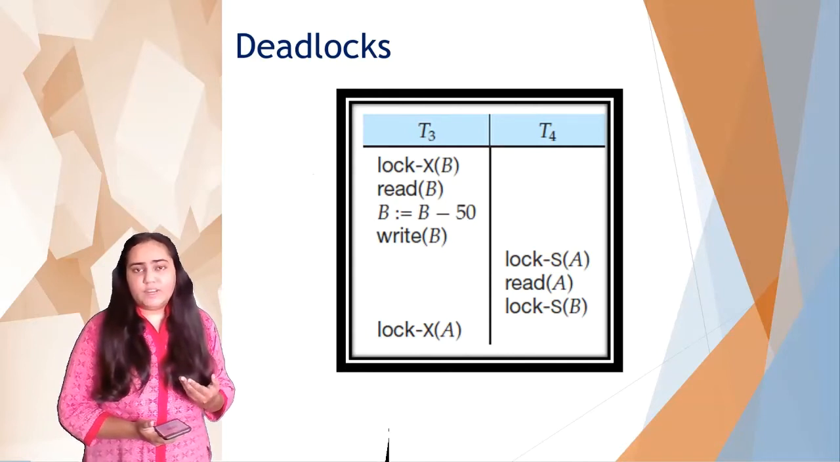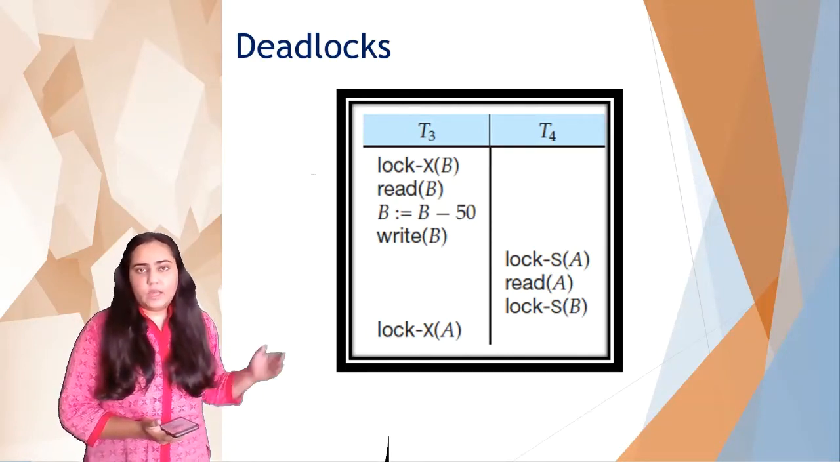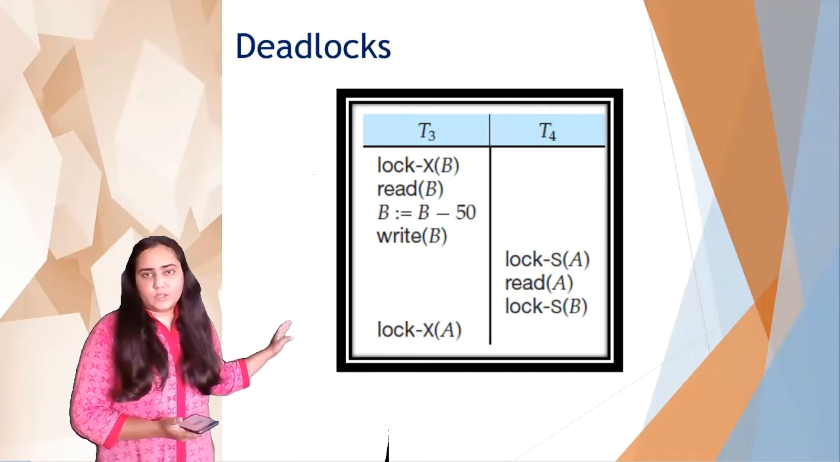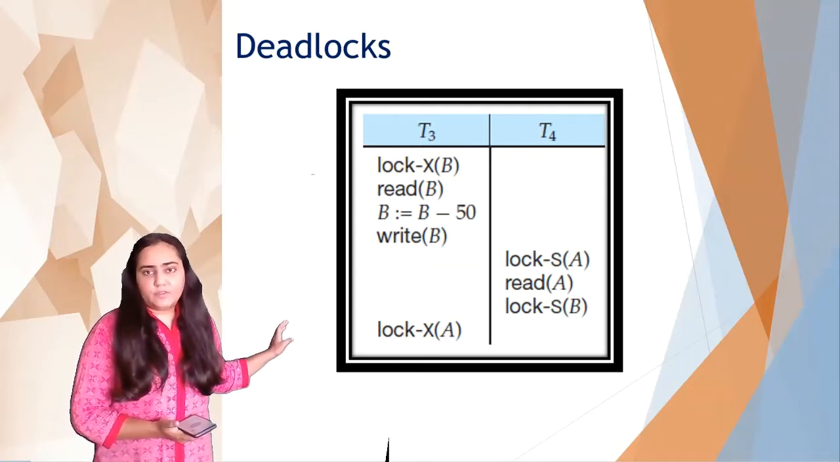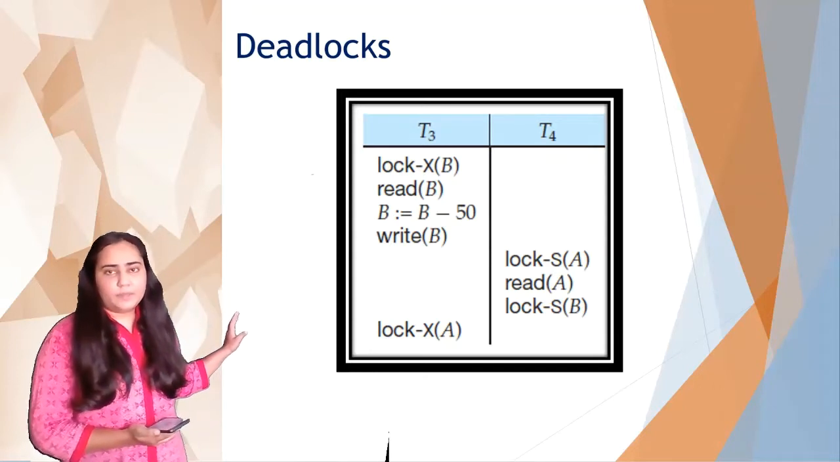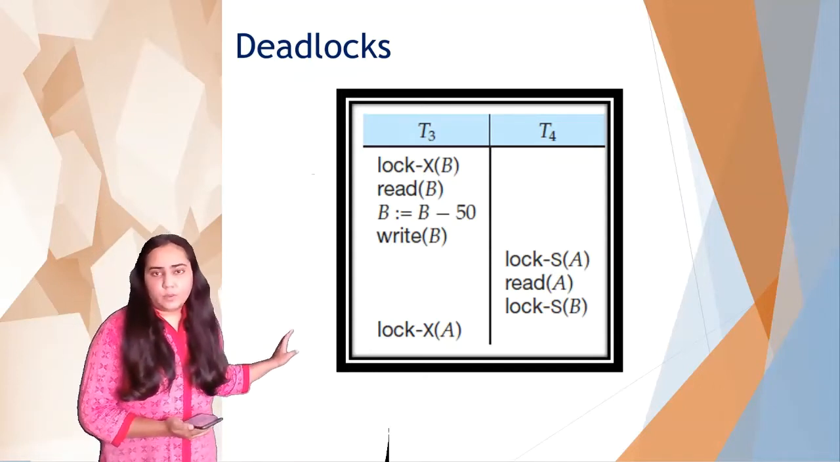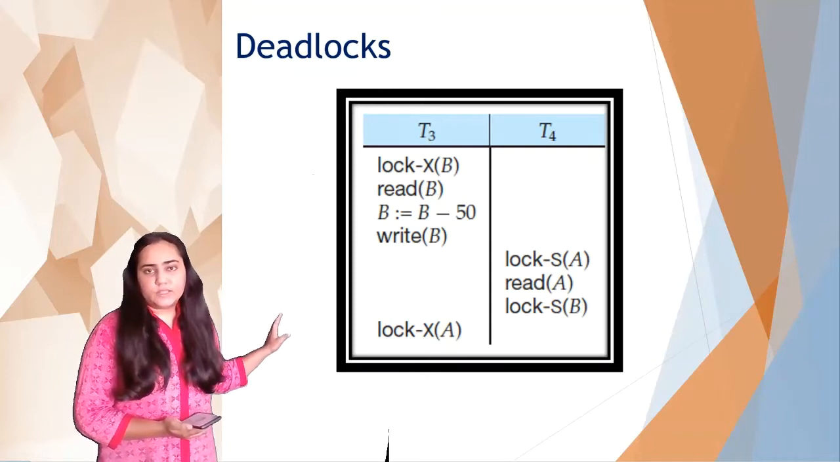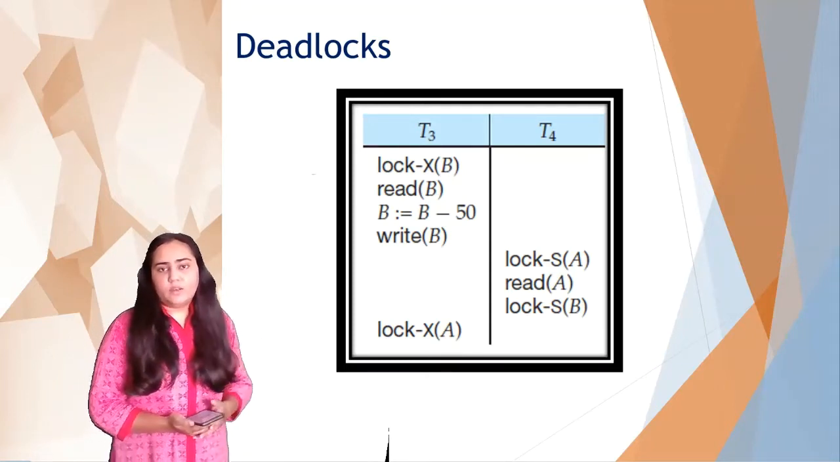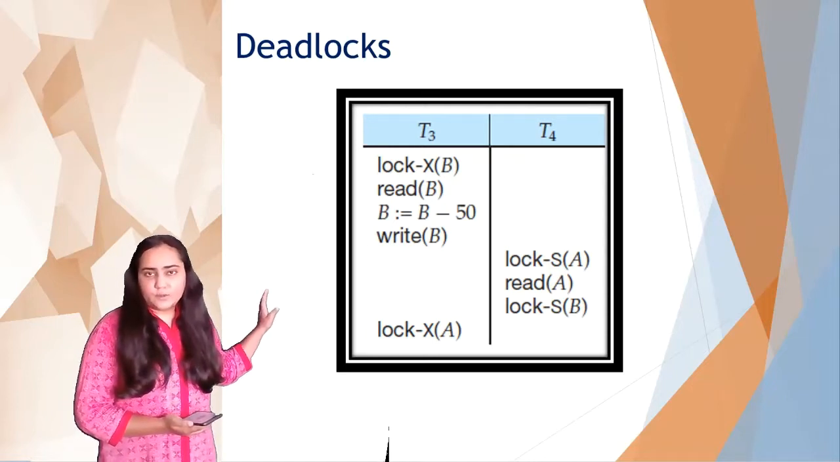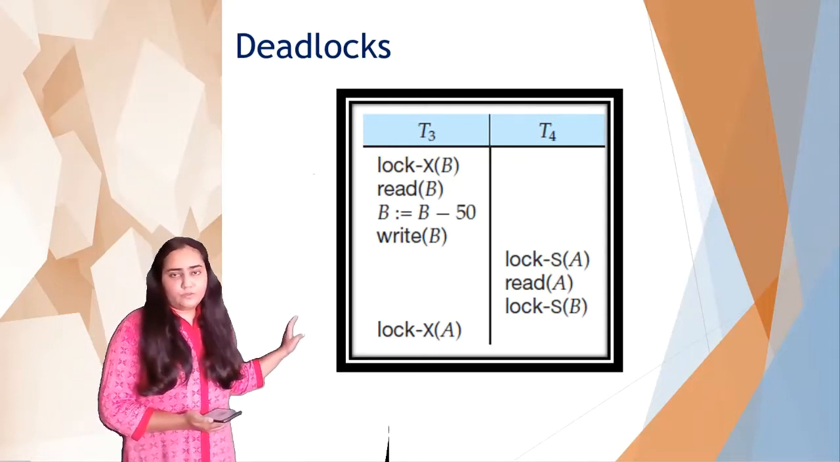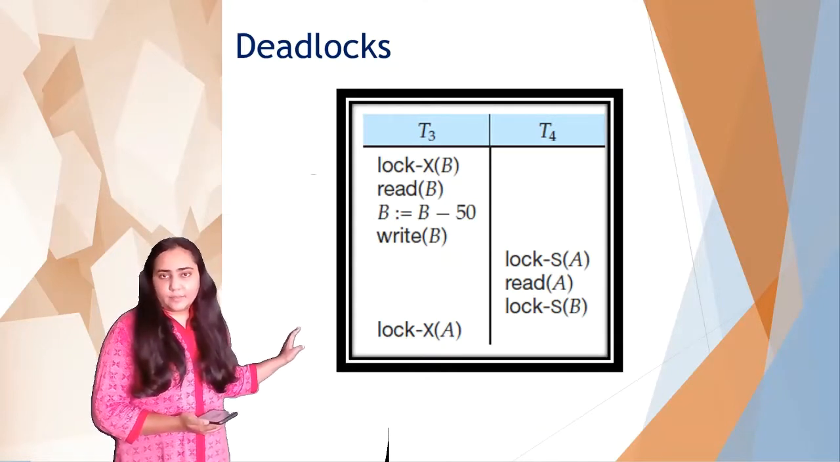Now notice that T3 has not yet unlocked B, and T4, which is next to T3, has obtained a shared lock on A, and then it performs read A, and then it requests a shared lock on B. So this is the way T3 and T4 are working, and both transactions together are holding one lock each at this point. T3 is holding an exclusive lock on B, and T4 is holding a shared lock on A.